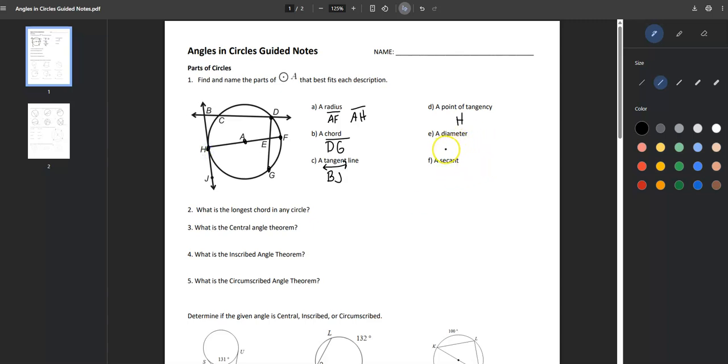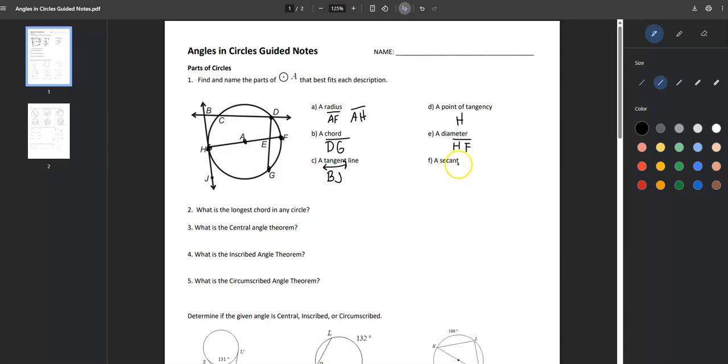A diameter is the longest chord, but also it is a line segment that cuts through the center and hits the end. So this would be like HF right there. So from H to F, or you can name it FH, either way.